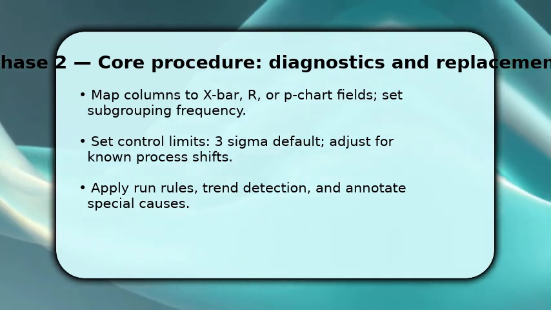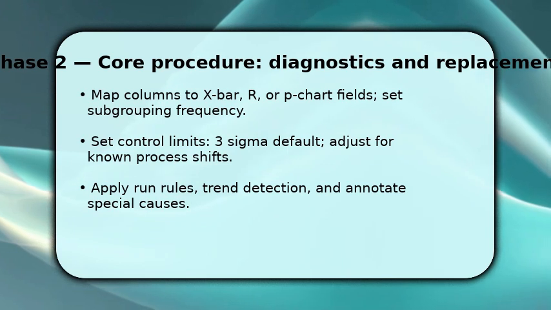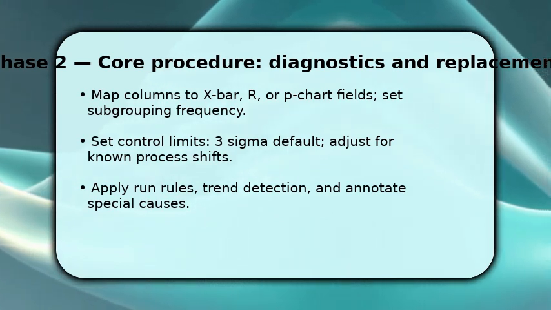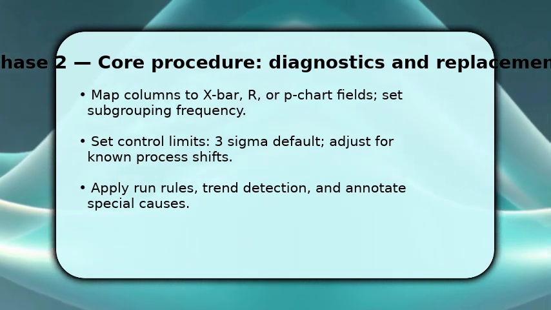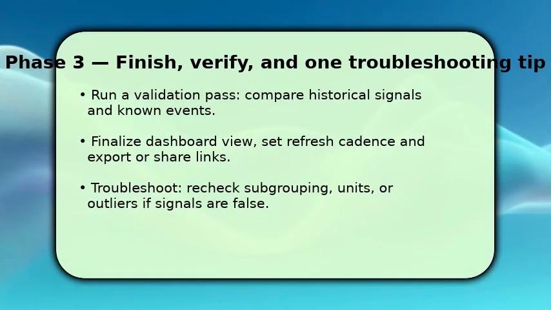After that, enable run rules and annotate known special causes. This ensures signals are meaningful. Keep visual scales consistent so comparisons are reliable. Finish by validating and sharing the SBC Outlook so it's actionable.